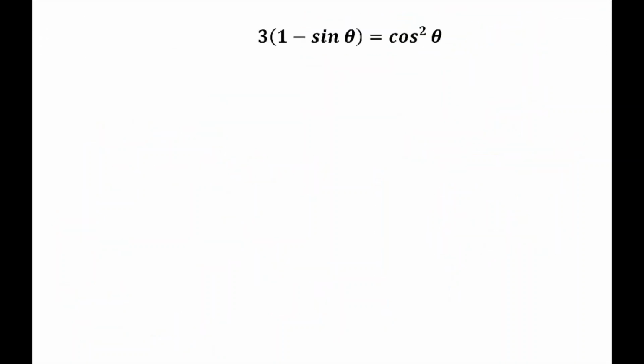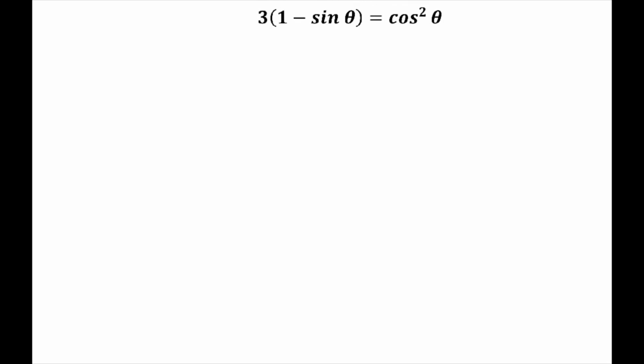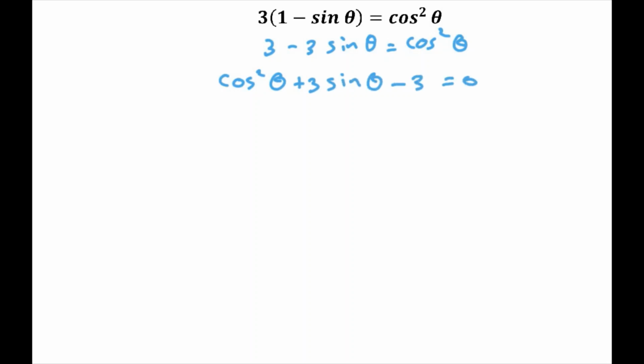Now what about this question here? 3 times 1 minus sine x equal cosine square x. First of all, I'm going to expand. 3 minus 3 sine theta equal cosine square theta. Now moving everything to one side, I could say cosine square theta plus 3 sine theta minus 3 equal to 0.